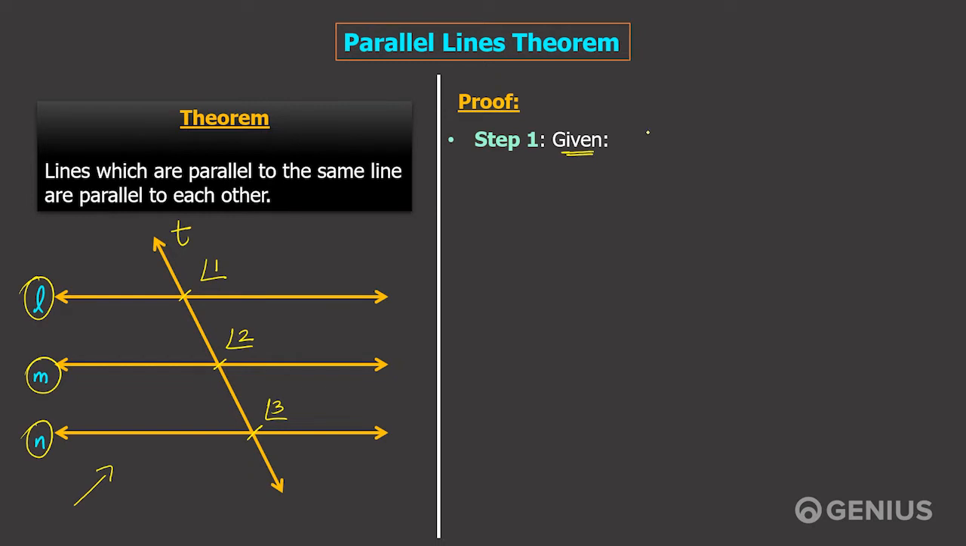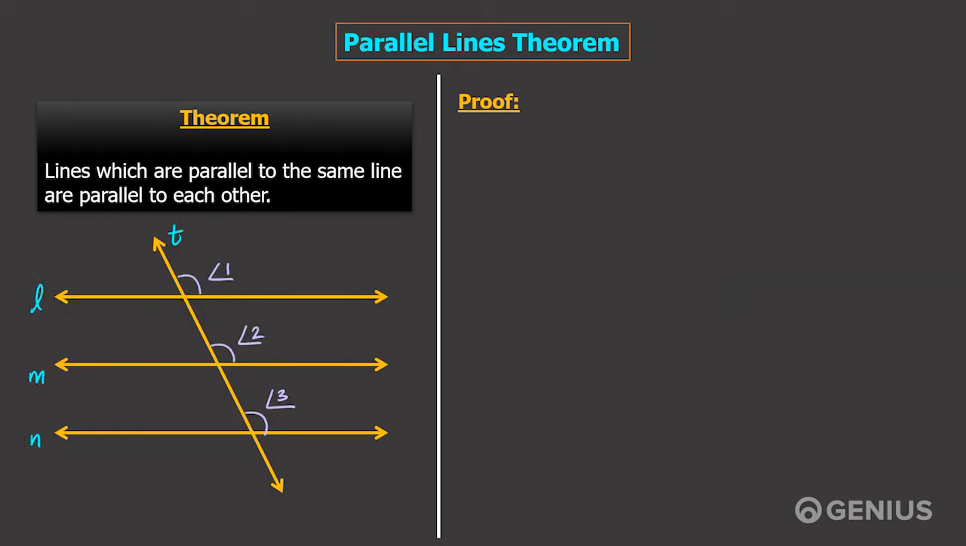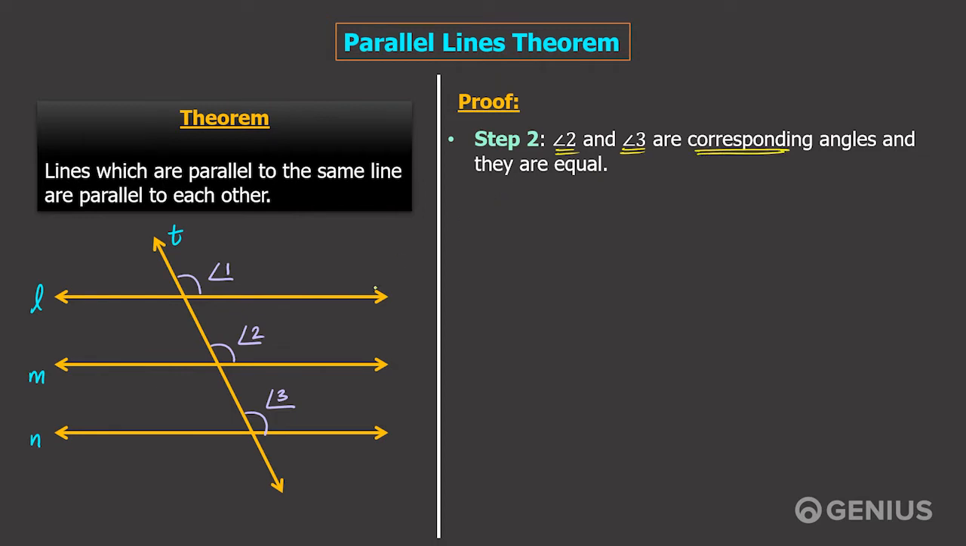It is given that M is parallel to L and N is parallel to L. Therefore, from the corresponding angle axiom we can say that angle 1 is equal to angle 2 and angle 1 is equal to angle 3. From these two equations we can easily conclude that angle 2 is equal to angle 3. Now step number 2. Observe that angle 2 and angle 3 are corresponding angles and we just saw that they are equal. So angle 2 is equal to angle 3.